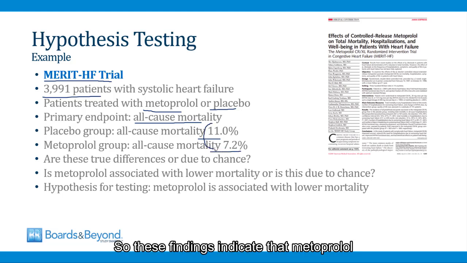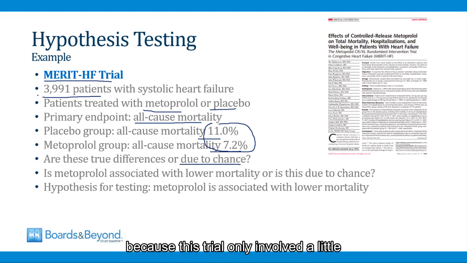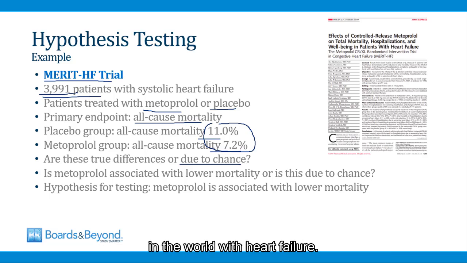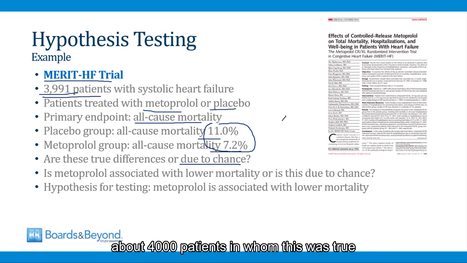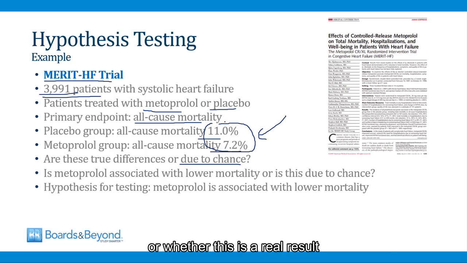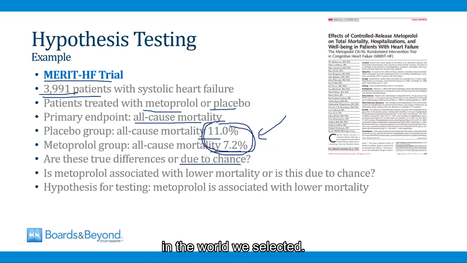So these findings indicate that metoprolol lowered the risk of dying from heart failure, but we don't know whether that's a real difference or whether it's due to chance, because this trial only involved a little under 4,000 patients, and there are millions of patients in the world with heart failure. So we don't know whether we just happened to select about 4,000 patients in whom this was true, but if we selected a different group it wouldn't be true, or whether this is a real result that would be true no matter which heart failure patients in the world we selected.